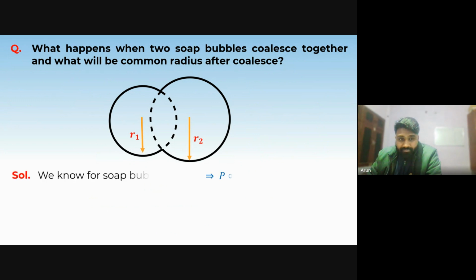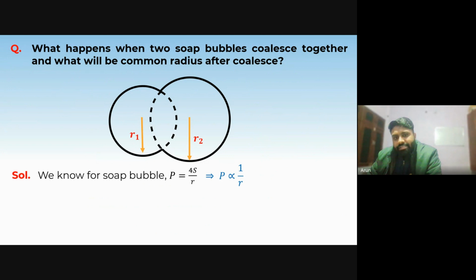Now we know that for a soap bubble the excess pressure is 4S upon R, so P is directly proportional to 1 by R, which means as the radius increases, the pressure will decrease. So the student of JNV Ramnagar is saying it is (R1 plus R2) by 2. Okay, let's have a look whether it is correct or not.